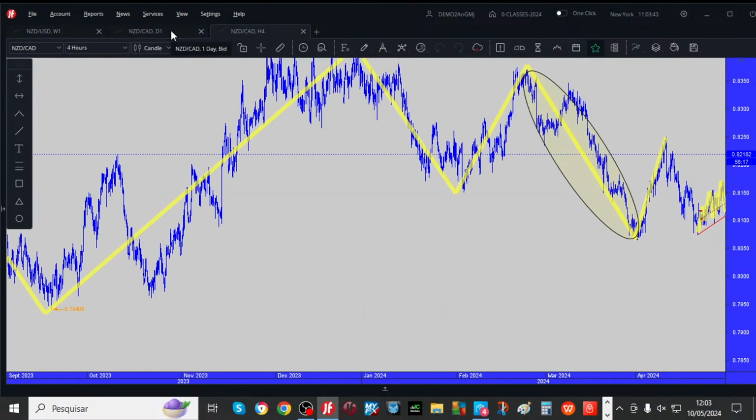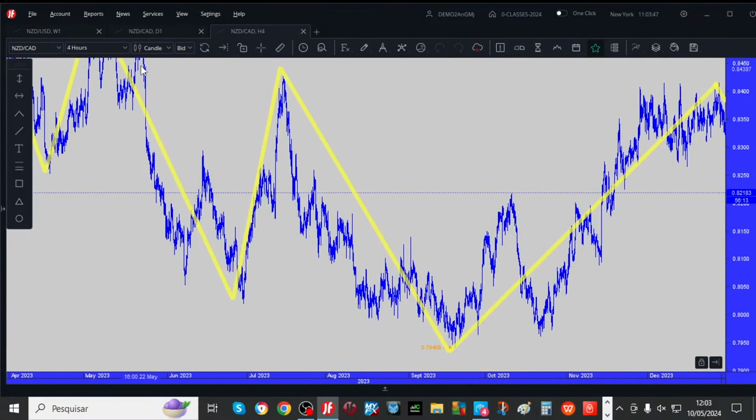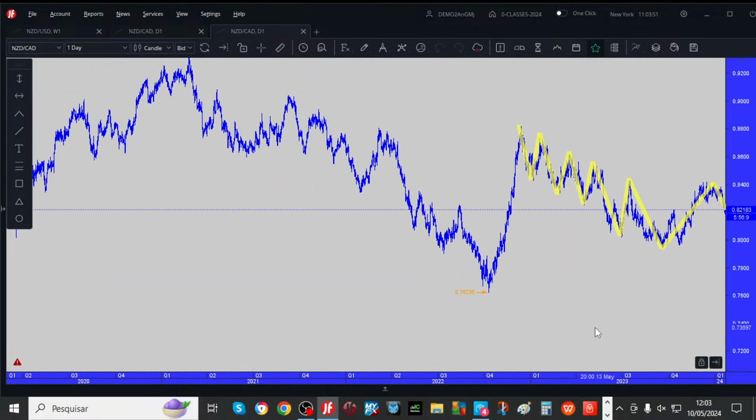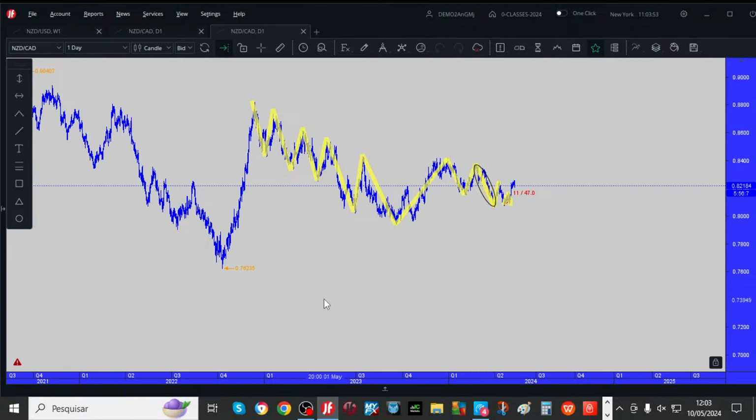NZDCAD 4-hour chart, NZDCAD daily chart, NZDCAD 4-hour chart, and if you go back to the daily chart. Perfect.